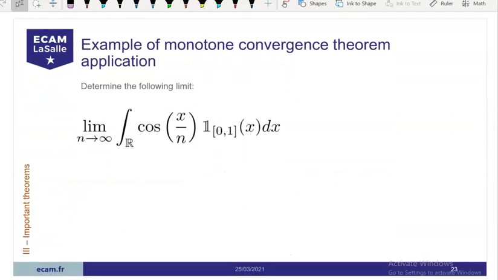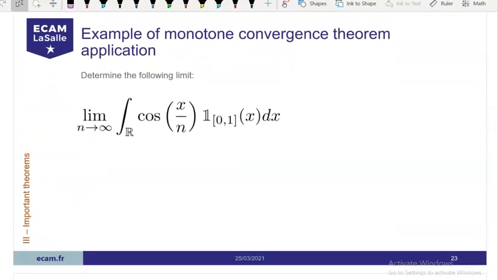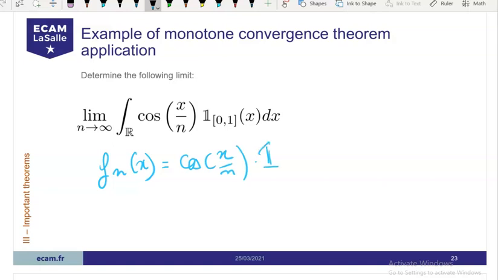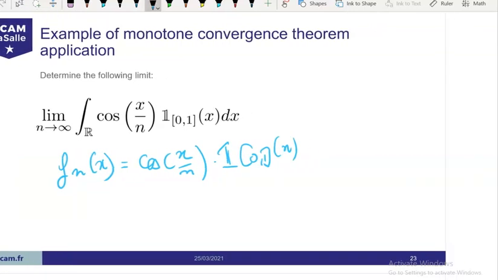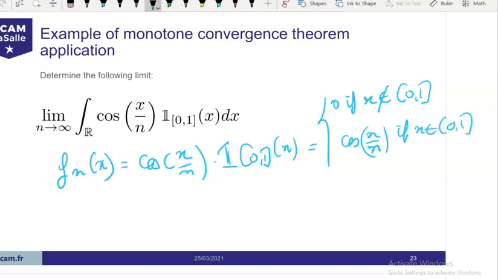I want to determine the limit as n tends to infinity of this integral. The first thing is to make clear what sequence of functions we are looking at. This, I hope, is pretty clear. That's going to be cosine of x over n times the indicator function of [0,1] of x. In other terms, that's the function that is equal to 0 if x doesn't belong to [0,1], and equal to cosine of x over n if x is between 0 and 1.